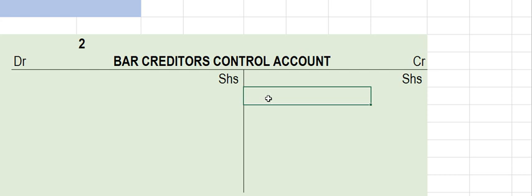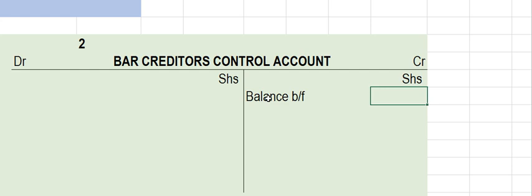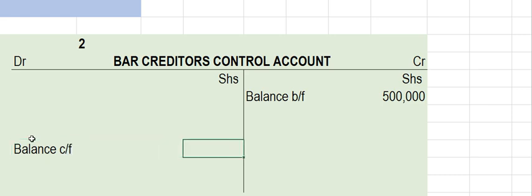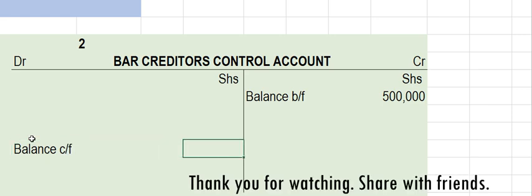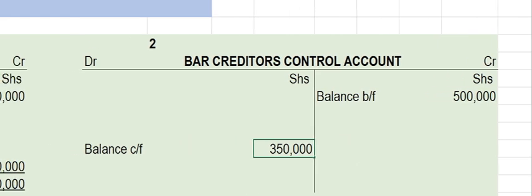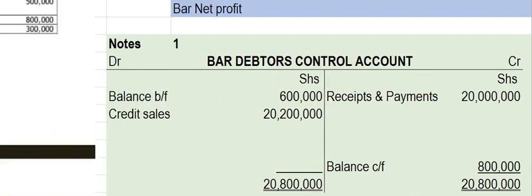Creditors, these are current liabilities, so the balance brought forward will appear on the credit side. The balance brought forward is 500,000. Balance carried down, or carried forward as per the additional information, trade payables, we have 350,000, so you enter that. No discounts received, no return outwards.